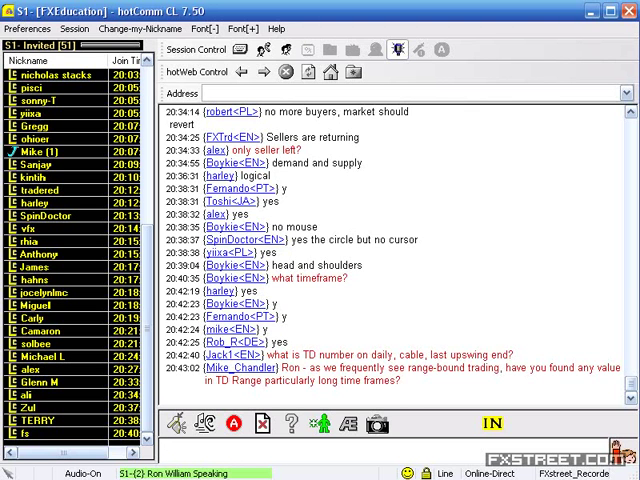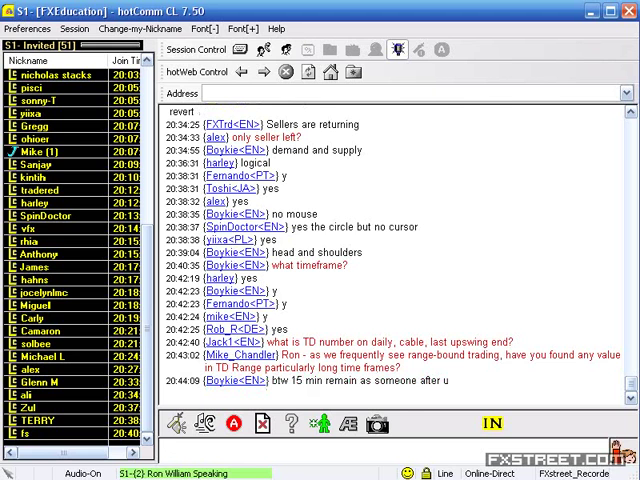Now there's a question from Mike Chandler. As frequently as you see range-bound trading, have you found the value of TD range, particularly long-term frames? I would say yes, very much. And I'll quickly show you how you can use TD Sequential in a range-bound market.